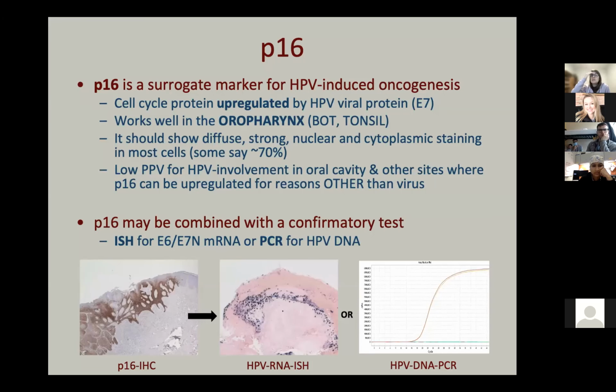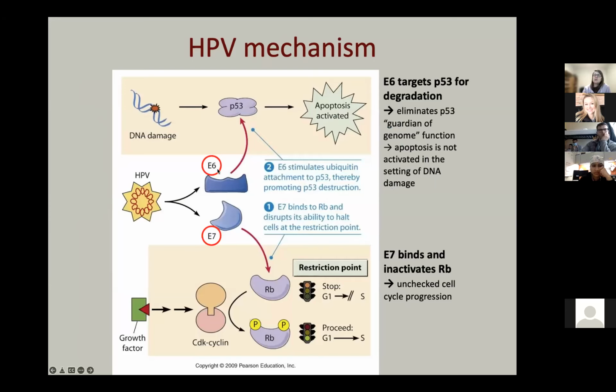We talked about P16 already, but just as a reminder, it is a cell cycle protein that is upregulated by integration of the virus. When the virus integrates, it transcribes its two main oncogenic proteins, E6 and E7. E6 basically knocks out P53, and E7 basically knocks out RB. So it is knocking out your two major tumor suppressor genes, which is why it's such a potent carcinogen, okay? So you basically have eliminated your sort of genoprotective function. You've eliminated your cell cycle check.